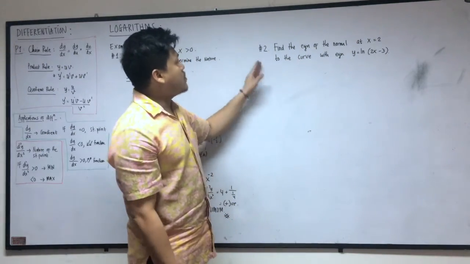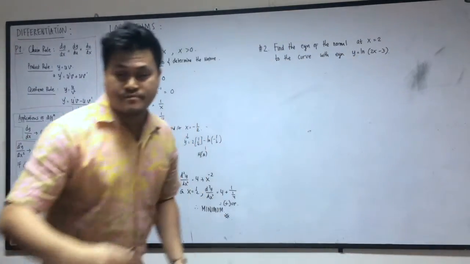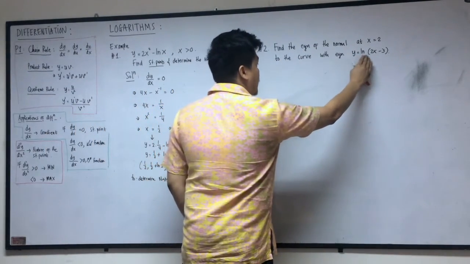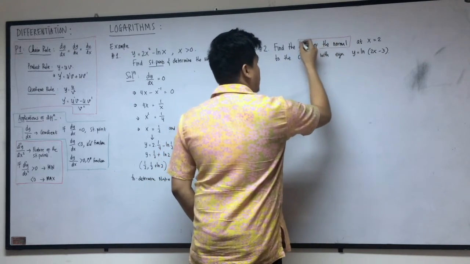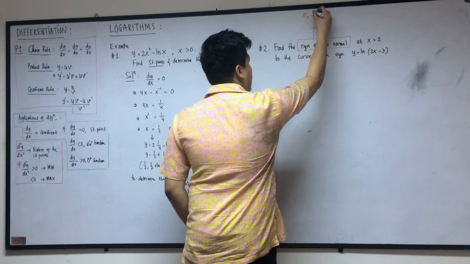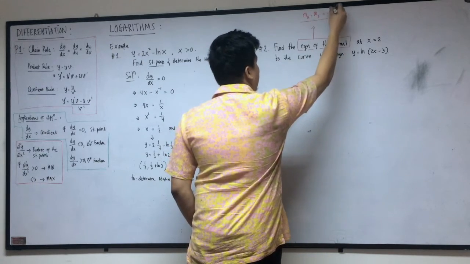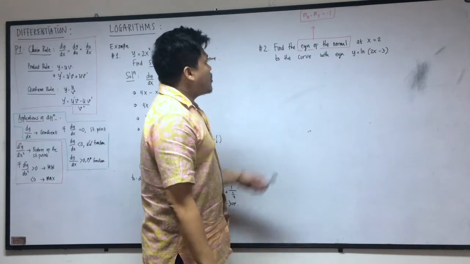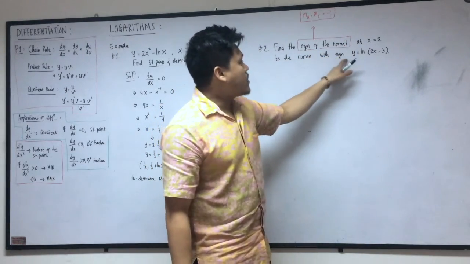The second application question is, find the equation of the normal at x equals 2 to the curve with equation y equals ln(2x minus 3). So one thing to recall from paper 1, equation of the normal, you have to remember that the gradient of the normal times the gradient of the tangent line has to equal minus 1. You have to remember this. That's part of your paper 1. So, okay, let's go back to the question.